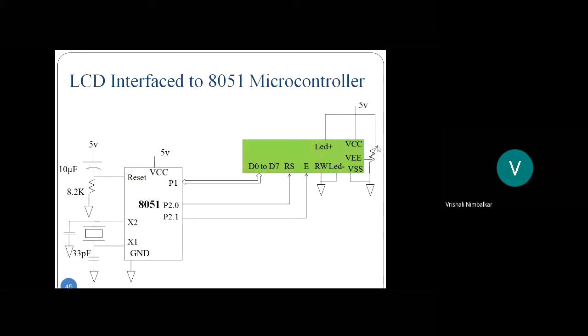The first three pins, pin number 1, 2, 3. Look at the right hand side. VCC, VSS and VEE. VCC is connected to 5 volt, VSS is grounded, and VEE is connected to the variable terminal of the potentiometer. See, that's the potentiometer, a variable resistor, one terminal to VCC, second terminal to ground, and the third variable terminal is connected to VEE. So as you vary the pot, the contrast control is going to happen. Okay, the brightness of the character is going to be controlled. So these are pin number 1, 2, 3, right?